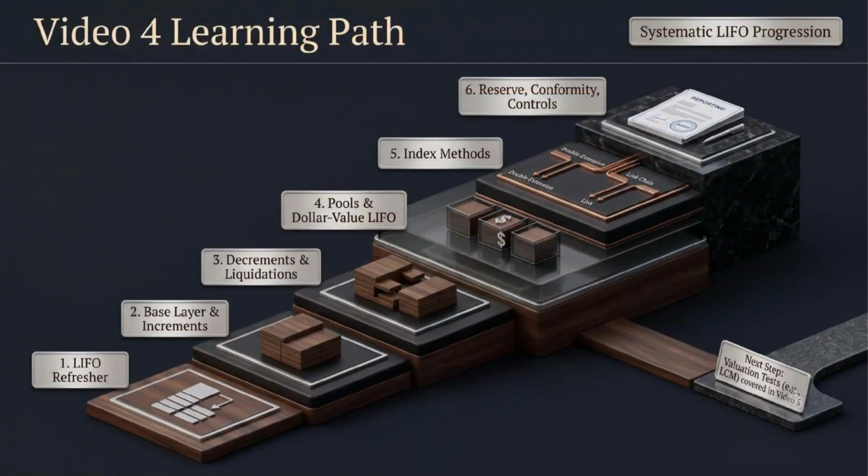Here is the path for this video. We will begin with a quick LIFO refresher, then build the stack using a base layer and later increment layers. After that, we will study decrements and LIFO liquidations, including their income effect. Then we will move into pools and dollar value LIFO, where the calculation shifts from physical units to inventory dollars. We will also cover price indexes, double extension, link chain indexing, LIFO reserve, conformity, disclosures, and controls. Valuation tests such as lower of cost or market come in the next video.